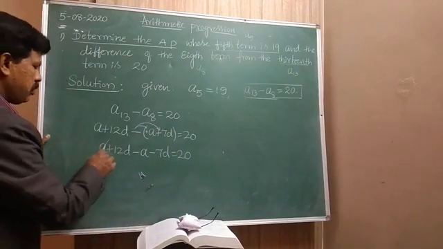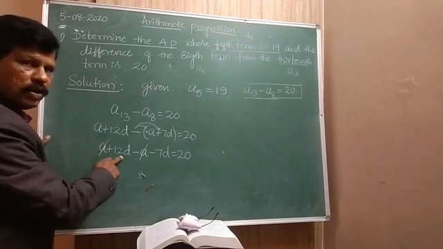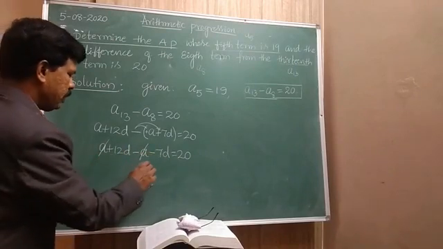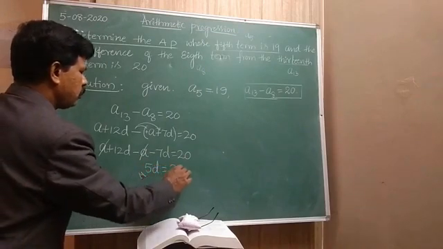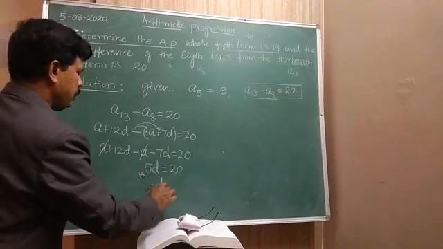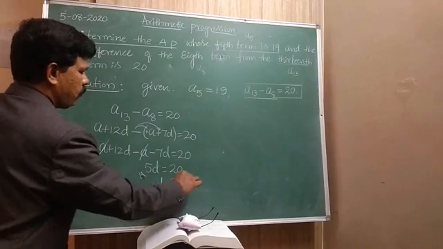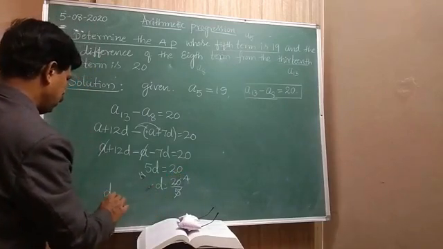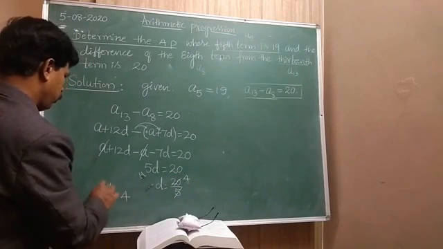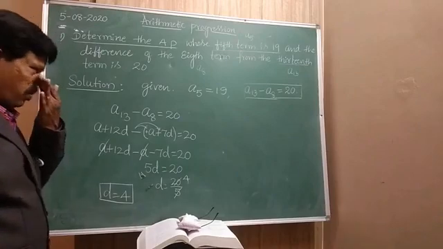Now plus A and minus A get cancelled. Then what is left? 12D minus 7D is 5D equals 20. Then D is equal to 20 by 5. Five fours are 20. Therefore D is equal to 4.